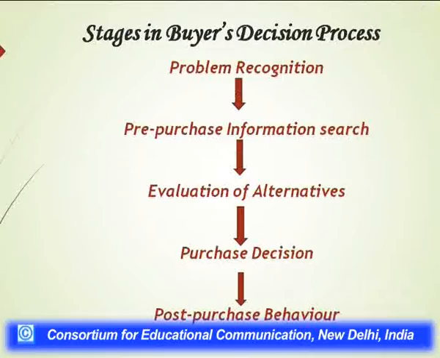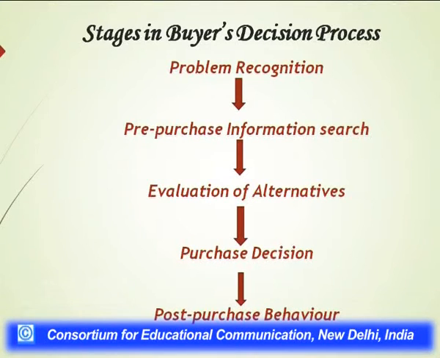As we know, the consumer generally follows a 5-stage model while making a purchase decision, which starts from problem recognition, pre-purchase information search, evaluation of alternatives, purchase decision and finally post-purchase behavior.